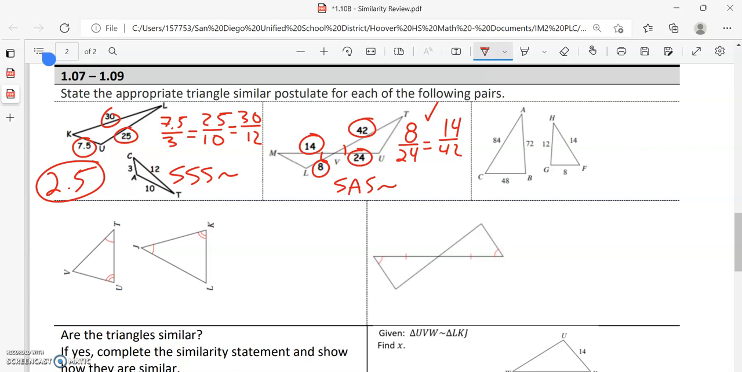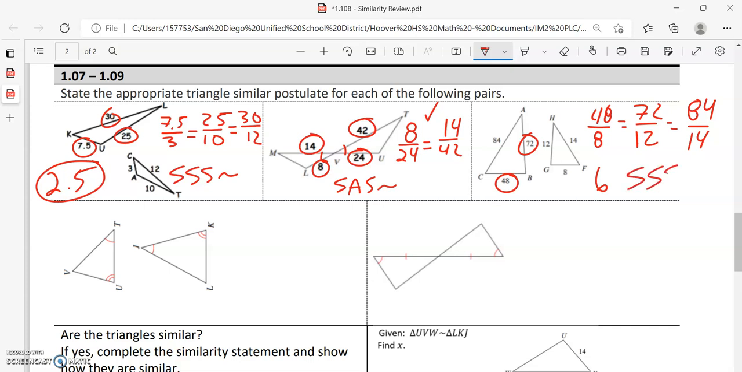Next one, three sides again. So let's check it. Actually, I'll do the big numbers up top. So 48 over 8. Our median number is 72 over 12. And finally, we have 84 over 14. 48 divided by 8 is 6. 72 divided by 12 is also 6. And finally, 84 over 14 is also 6. So because of side-side-side similarity.